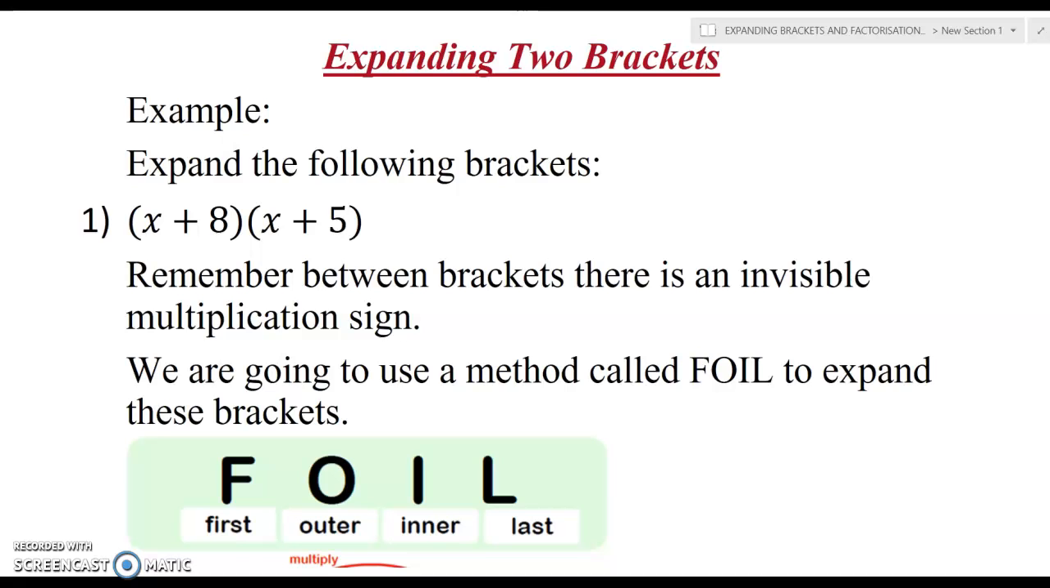Hi everyone, so in this video we'll be looking at expanding two brackets. Before, we would have looked at expanding brackets. You can look back at that video that I would have done some time ago. But now we have two sets of brackets. Like here we have x plus 8 multiplied by x plus 5. They're both separately in brackets. Remember, between the two brackets it's an invisible multiplication sign.